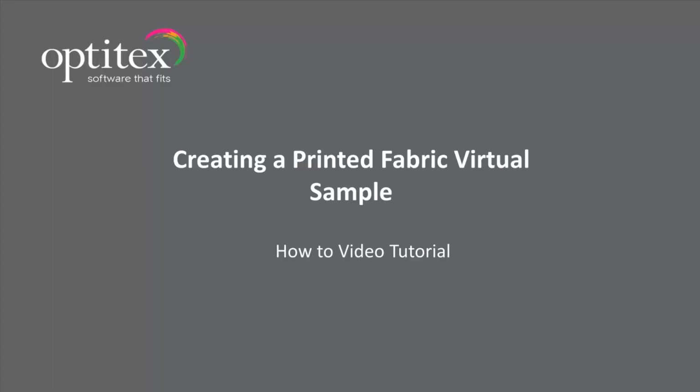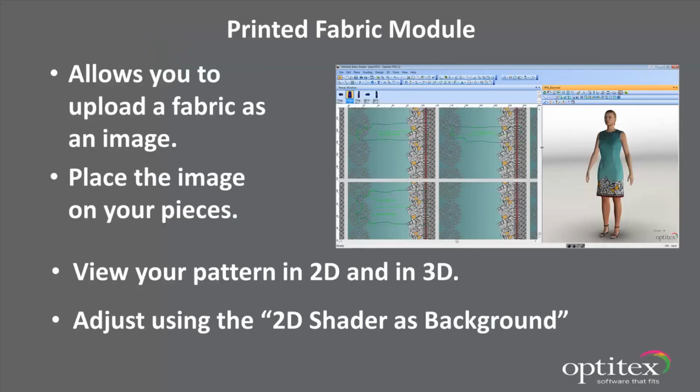Welcome to the session, Creating a Printed Fabric Virtual Sample. You can use the Fabric module within Optitext PDS when you want to create a 3D sample that contains printed fabric. You can upload a fabric as an image and then place it on your pieces, and then view the pattern in 2D and on a 3D model.